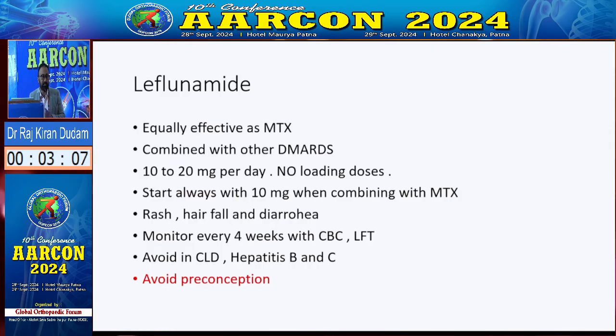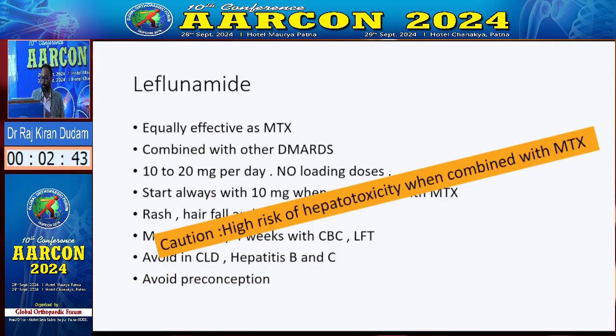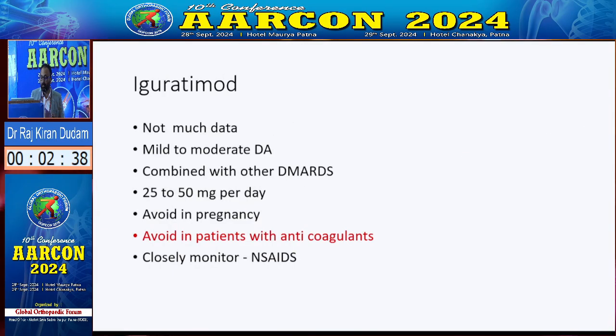The combination has other side effects like significant hair fall, which has to be taken care of. Patients need to be counseled about these things, and more frequent, tight monitoring is required. Monitoring every 4 to 6 weeks with CBC and LFT is required when we are using the methotrexate and leflunomide combination or leflunomide alone. Avoid this drug in patients with chronic liver disease, and avoid it preconception, most importantly. There is a high risk of hepatotoxicity when you combine it with methotrexate. This needs to be remembered.